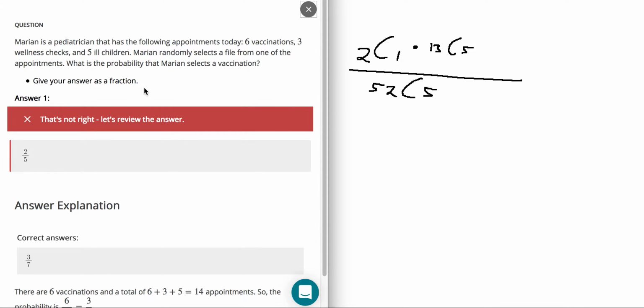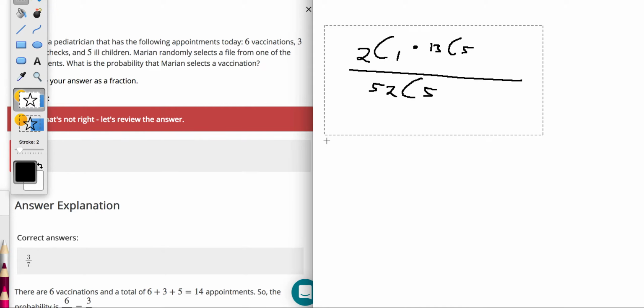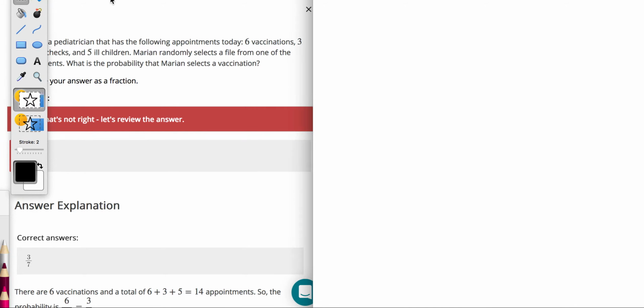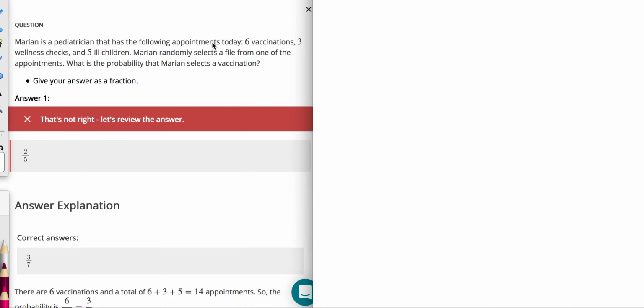So Marianne is a pediatrician that has the following appointments today: 6 vaccinations, 3 wellness checks, and 5 ill children. Marianne randomly selects a file from one of the appointments. What's the probability that Marianne selects a vaccination? So probability is the amount we're interested in divided by the total. If they're picking from the files of today, 6 plus 3 makes 9 plus 5 makes 14 possibilities to choose from. There are 6 vaccinations that we're interested in, divided by the total, okay? And when you simplify this, that's 3 over 7.